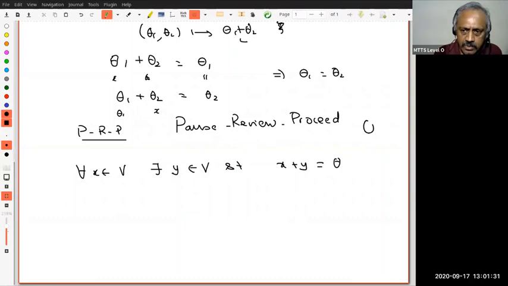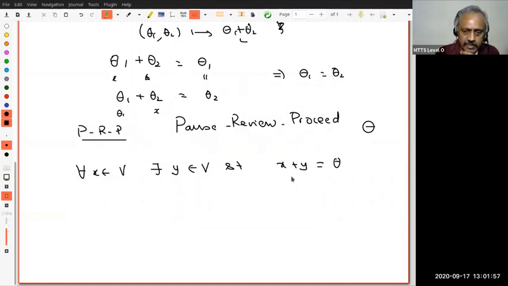Therefore, we can say the additive identity, that additive identity, because it's unique. Earlier, I simply said theta 2 is an additive identity, theta 1 is an additive identity, and therefore this happens. Now I can simply say, since such theta is unique, I will say the additive identity. Okay, and now come back. So I know the additive identity is unique.